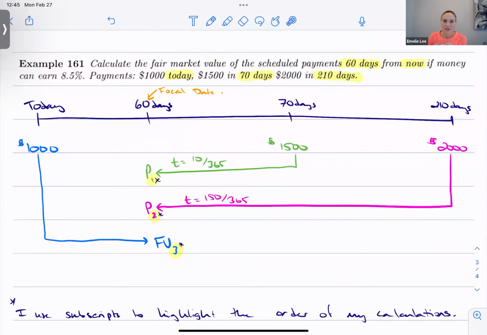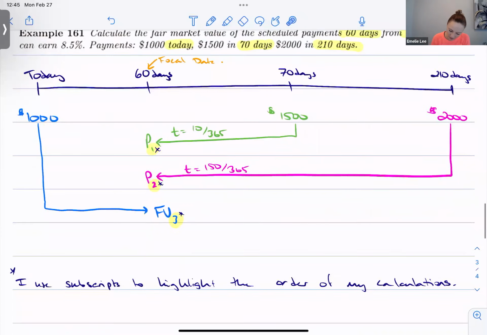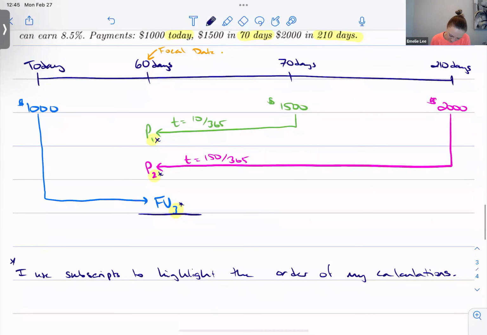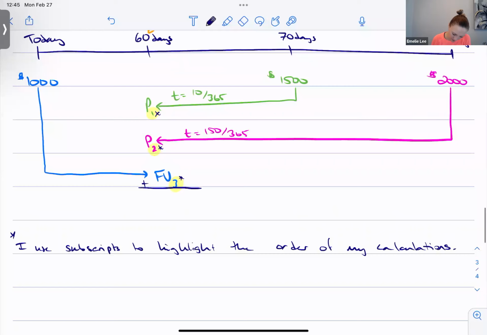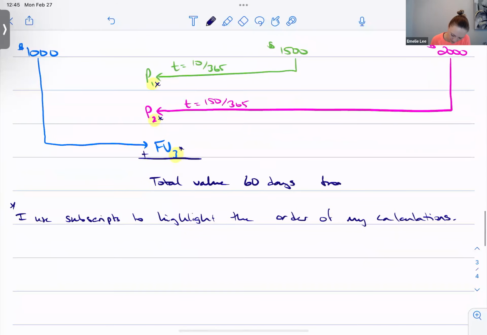So what we're asked to find is, what is this value? What's this total value 60 days from now? What I need to do is draw all these payments to 60 days from now, and then find this total value 60 days from now.